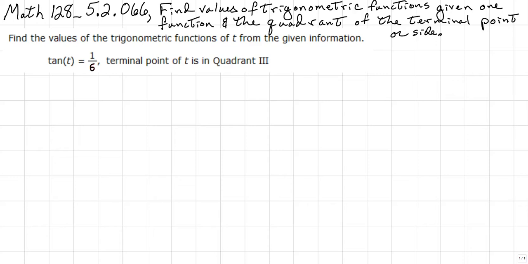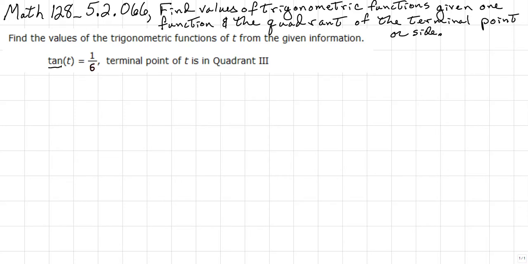Okay, so what we're looking at here is the fact that there are 6 trigonometric functions that have been discussed in your trigonometry class. This is going to be based upon right-angle trigonometry or unit circle trigonometry. Now, when we look at these, we want to make sure that we understand what it is that we're looking for. We're given the tangent function, which means that there are 5 other functions remaining that we need to find the values for.